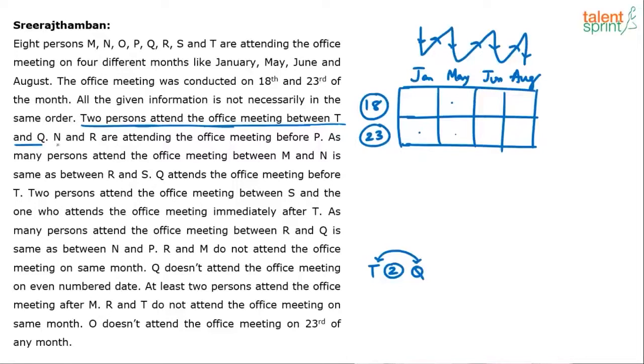Now, N and R are attending the office meeting before P. N and R attend the meeting before P. So just make a note of it. N and R both should be before P. Right? They should be before P. N and R will come before P.